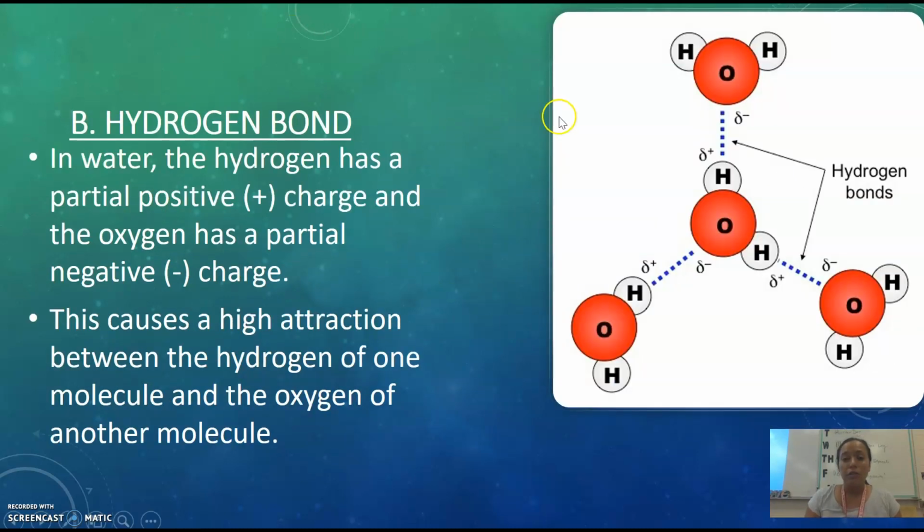Also very important is it has a hydrogen bond. So in water, the hydrogen has a partial, and just so you know, that little sign right here means partial. So your hydrogen has a partial positive charge and your oxygen has a partial negative charge. And what this is going to do is cause a high attraction between water molecules. So the hydrogen is going to be highly attracted to the oxygen because negative and positive attract, just like in a battery or just like in a magnet.